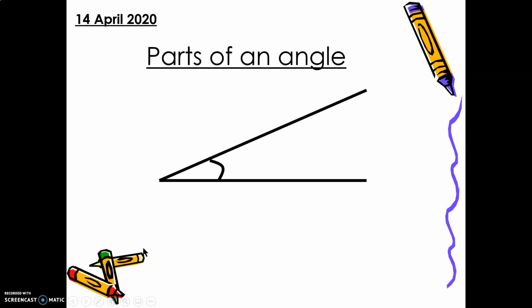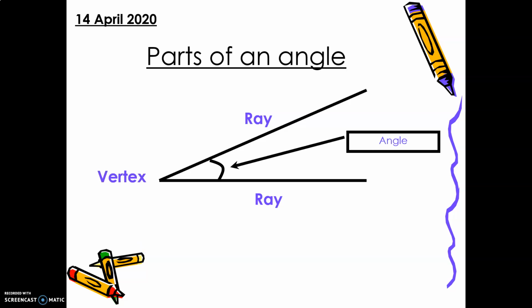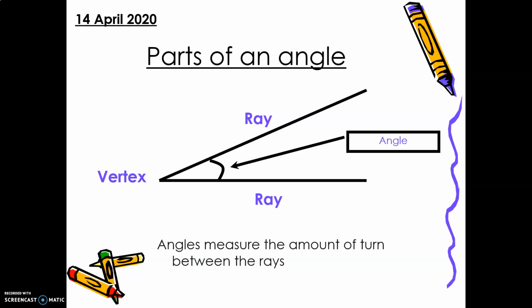So we've got our angle here. We have a vertex, which is the point where the two rays meet. The angle is obviously the amount of turn between the rays. And also the unit of measurement of angles is degrees, which we show with a little superscript circle.